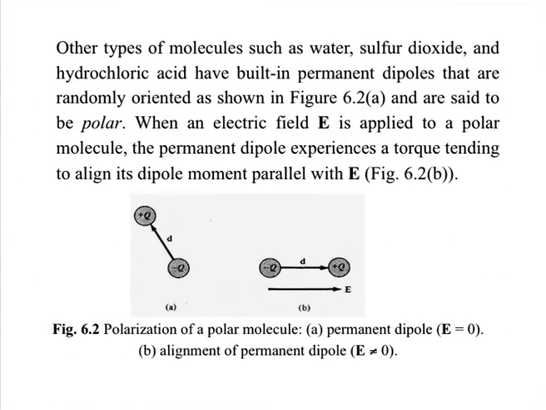On the other hand, we have molecules such as water, sulfur dioxide and hydrochloric acid, which have inbuilt permanent dipoles that are randomly oriented and are said to be polar. When an electric field E is applied to a polar molecule, the permanent dipole experiences a torque that tends to align it along the direction of the electric field, as can be seen in figure 6.2.